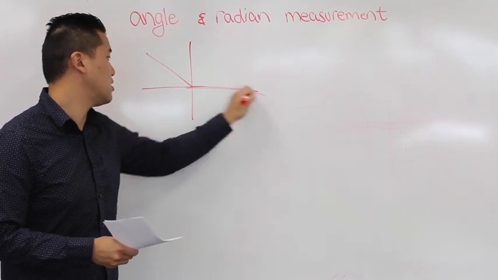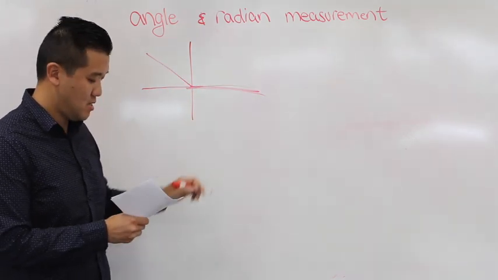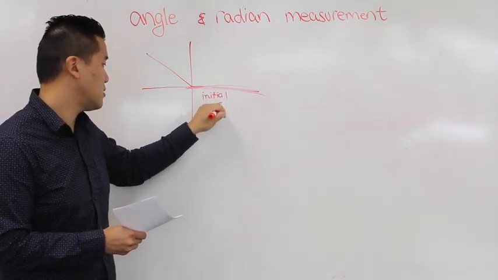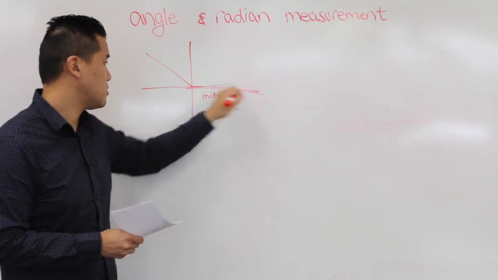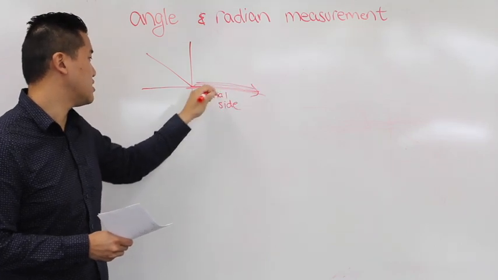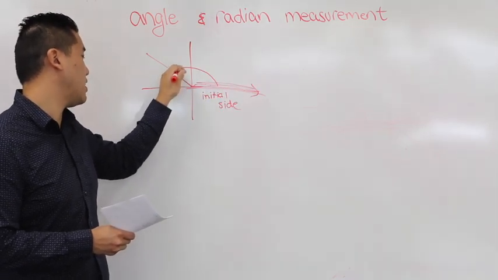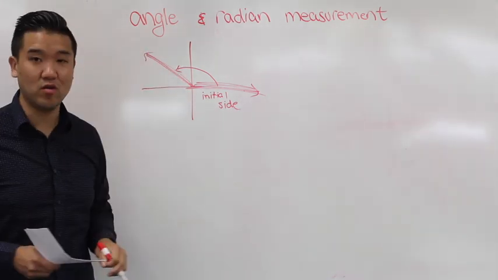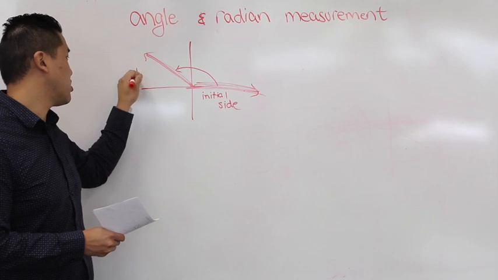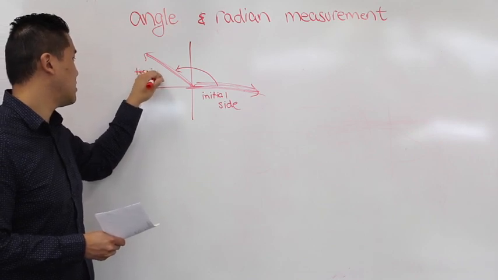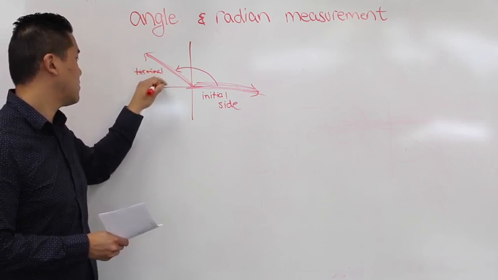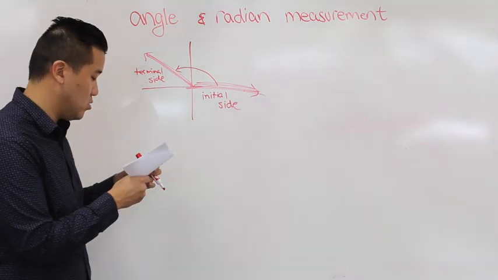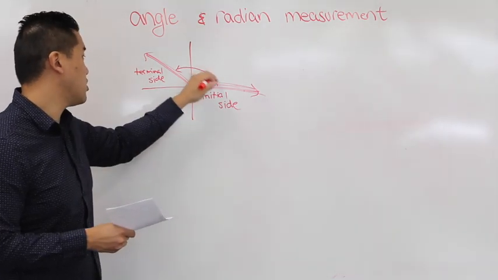We always start on the x-axis, and this is called your initial side. And then as we continually travel this way, counterclockwise, we end up creating this angle. This is called your terminal side. Terminal side is where the angle terminates to create this angle. So our goal is to create this.